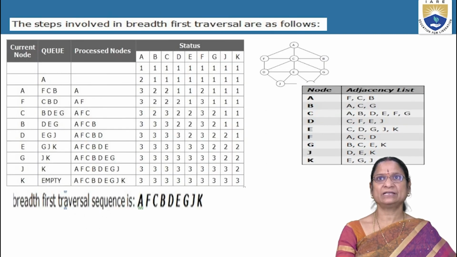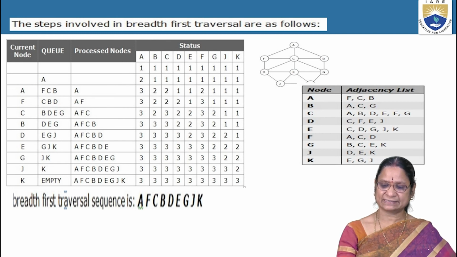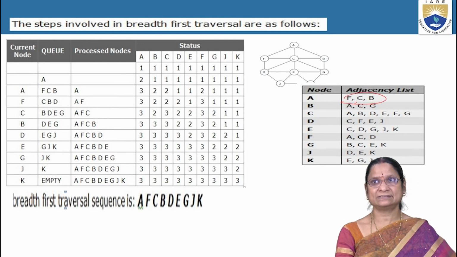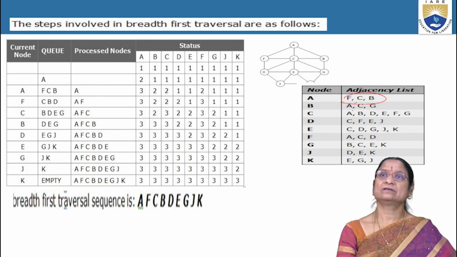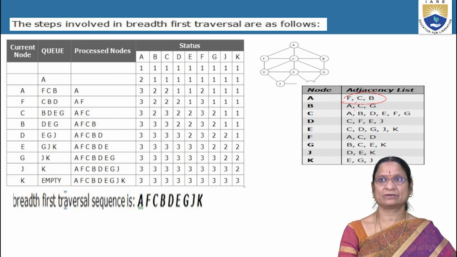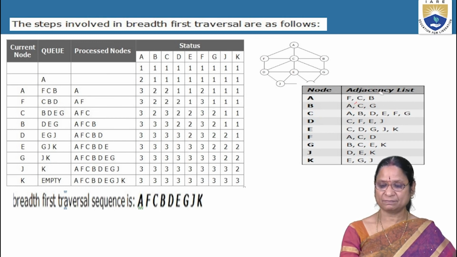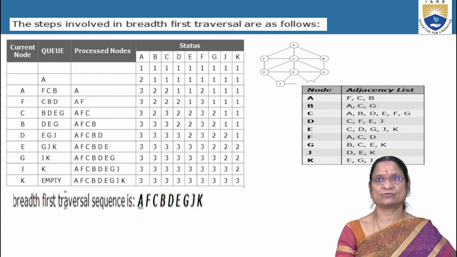So the steps involved in the breadth first traversal, based upon the previous example we are considering: every time it considers the whole adjacency list. All adjacent nodes are going to be inserted, provided the respective status is equal to 1. If it is 2 or 3, we will ignore it. Based upon this process, we can get the status of the processed nodes.